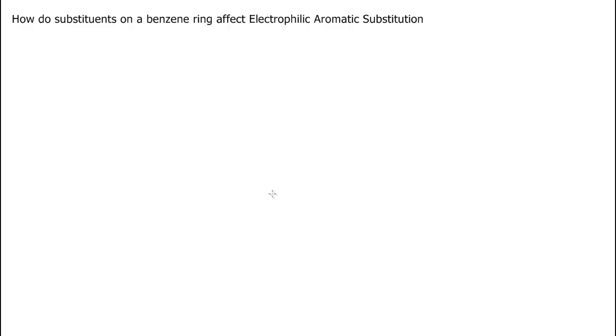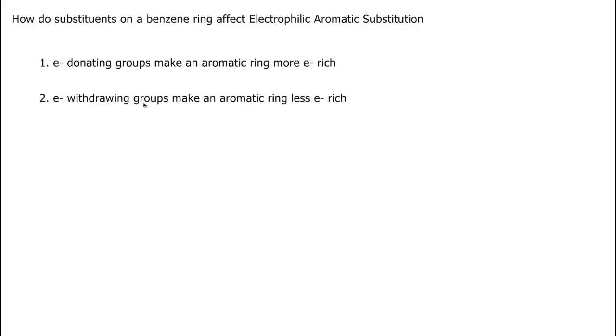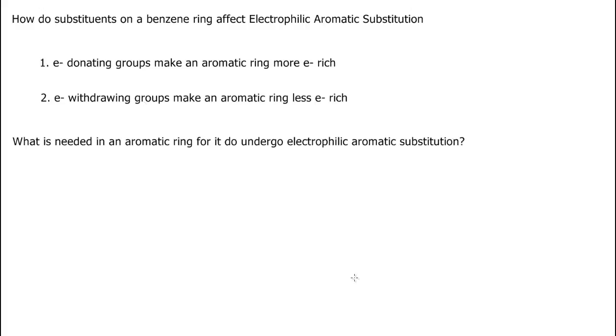Next, in Chapter 18, we'll look at how substituents on a benzene ring affect electrophilic aromatic substitution. First, electron-donating groups make an aromatic ring more electron-rich, while electron-withdrawing groups make an aromatic ring less electron-rich. They're pulling electrons away from the ring. So the question that we need to ask is, what is needed in an aromatic ring for it to be able to undergo electrophilic aromatic substitution reactions?